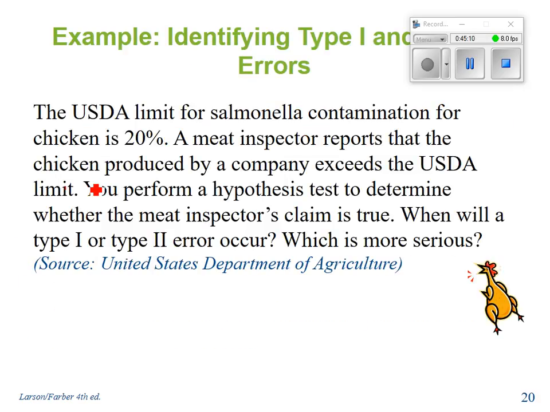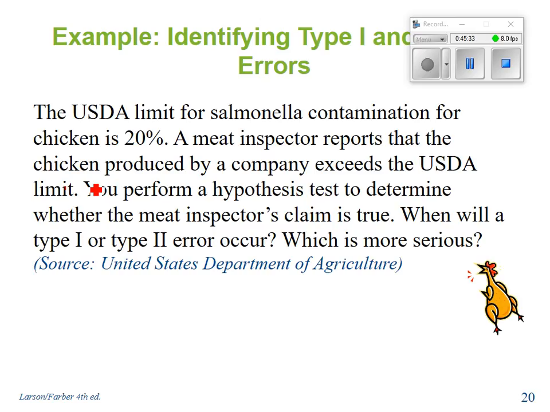The USDA limit for salmonella contamination for chicken is 20%. A meat inspector reports that the chicken produced by a company exceeds the USDA limit. You perform a hypothesis test to determine whether the meat inspector's claim is true. When will a type 1 error occur? When will a type 2 error occur?